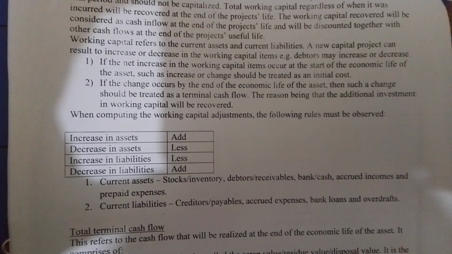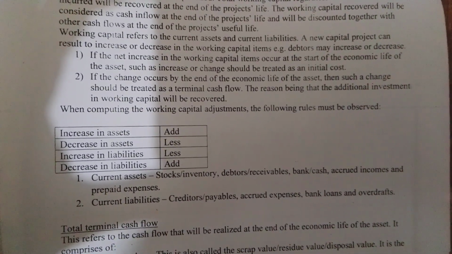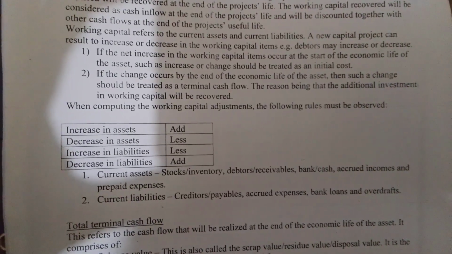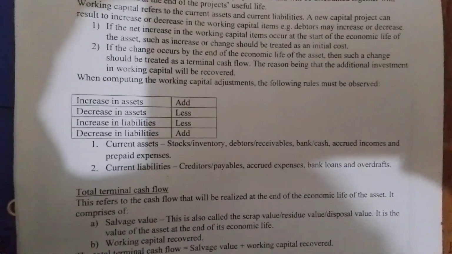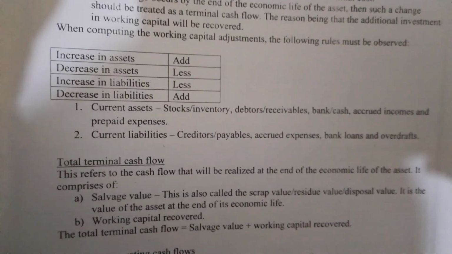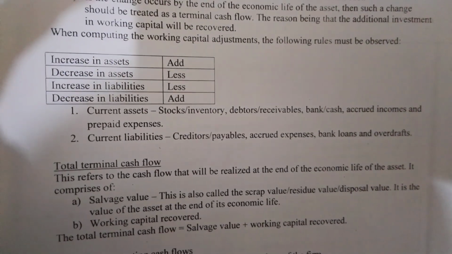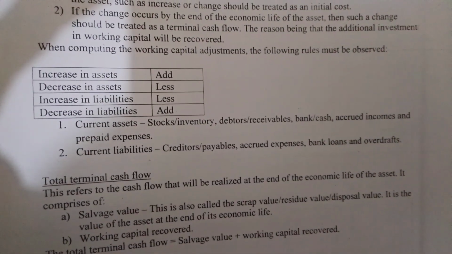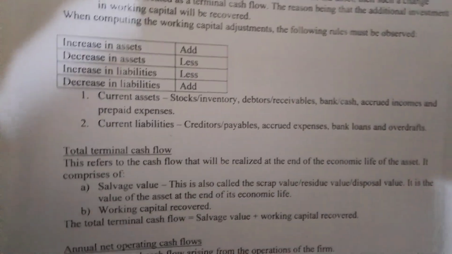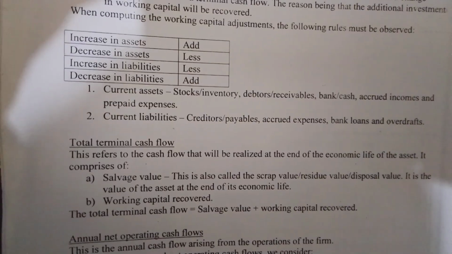Current assets may comprise stocks, also known as inventory, debtors, also known as receivables, bank or cash, accrued incomes, and prepaid expenses. Mostly, the current assets in this area will be stocks and debtors. Current liabilities mostly, in our case, will be creditors or payables, but others may be accrued expenses, bank loans, and overdrafts. So that is to do with initial capital outlay.